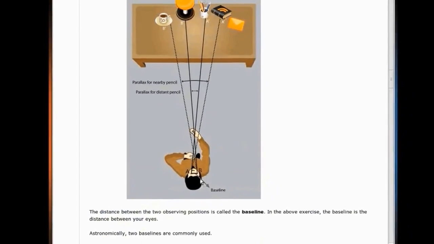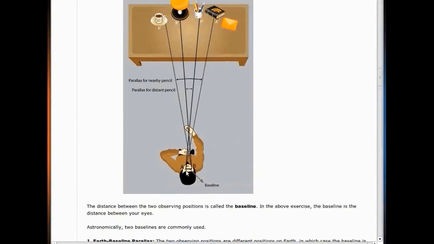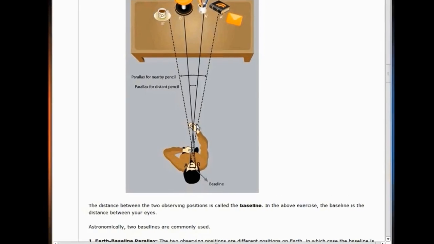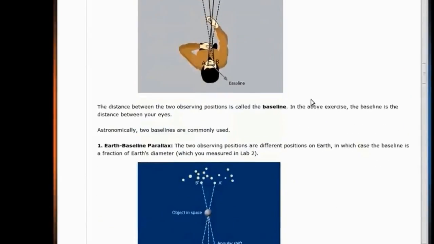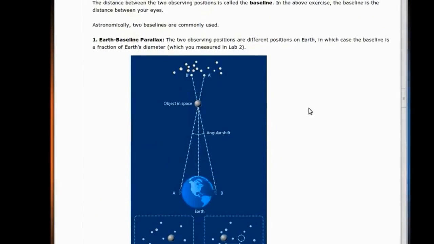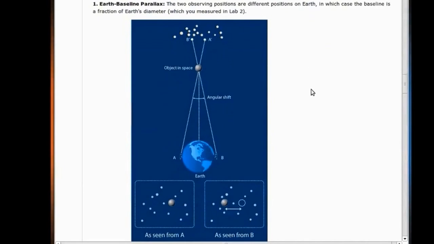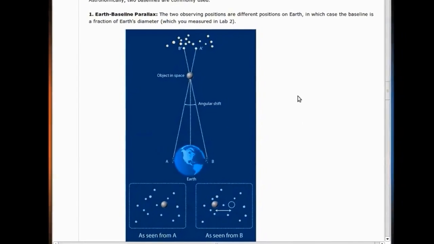So what we're going to need to be able to do in this lab is measure a baseline somehow, and then measure a change in angle somehow. And that's where the protractor and the tape measure are going to come in. We're going to measure our baseline with the tape measure. We're going to measure the angle change with our protractor, and we're going to use that to calculate the distance using some geometric relationships to measure the distance to some objects. Now, just using the distance between your eyes is probably not the best way to observe objects at really, really great distances.